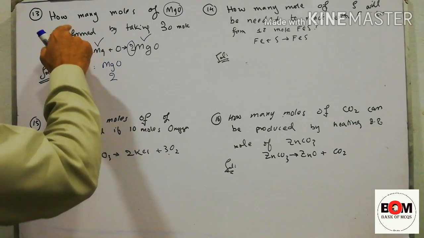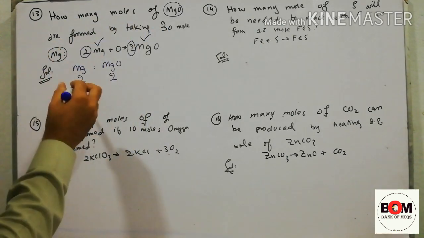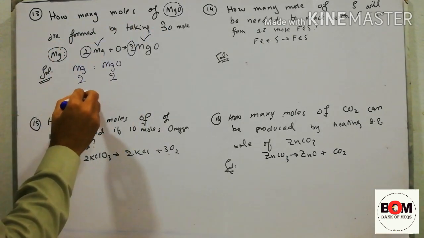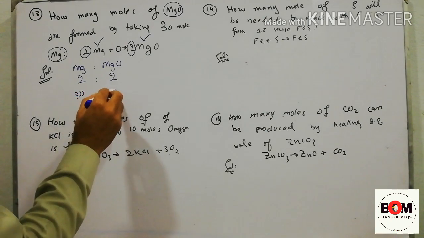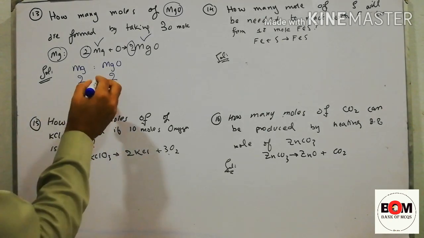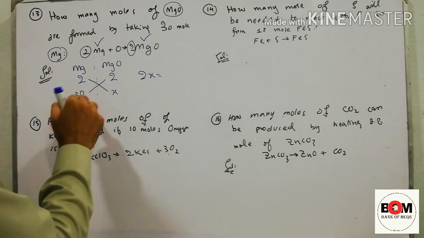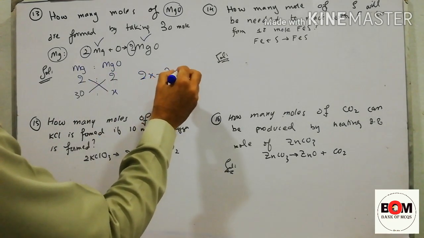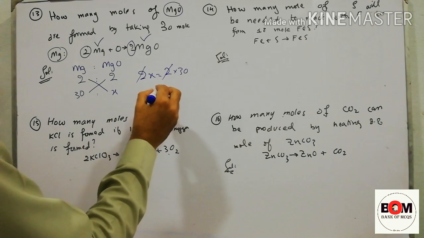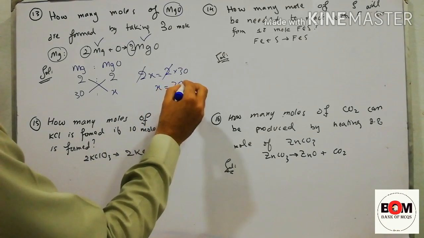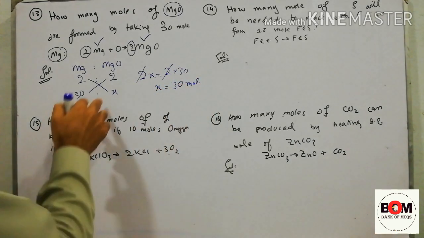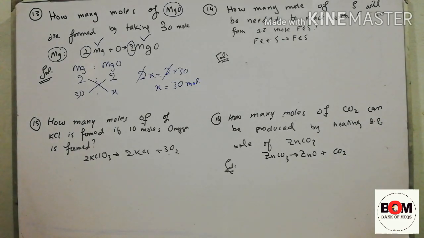So the next is the given value, 30 mole Mg. They have given 30 mole Mg and ask us to find MgO. So by cross multiplication, 2 into x is equal to 2 into 30. So 2 cancels with 2, and x is equal to 30 mole. So they will give us 30 mole MgO.